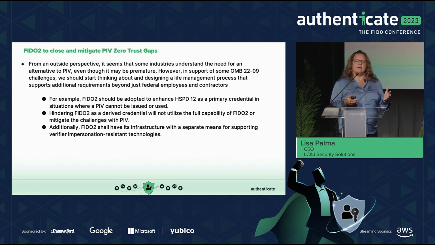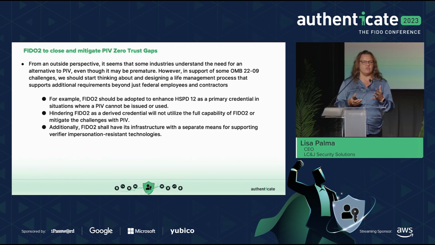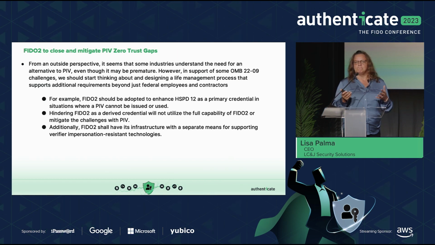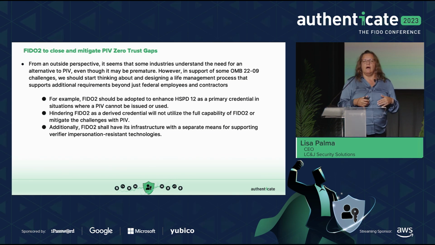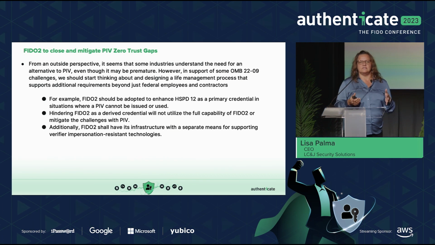We hear a lot about NIST 800-57.1 being updated, which is absolutely great for agencies with a different type of infrastructure that might not have some of the components that need to be there to do another type of primary credential. But from my perspective, as well as some colleagues, we don't want to limit FIDO's capabilities to just a derived credential.